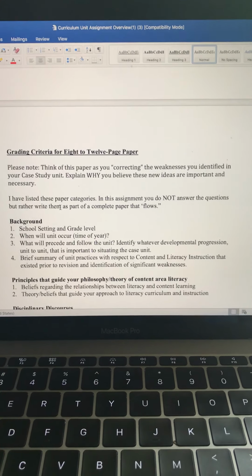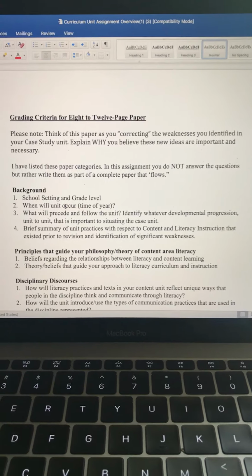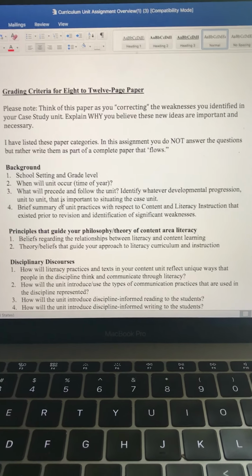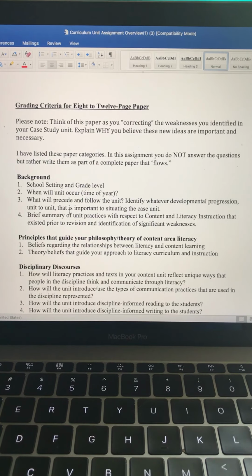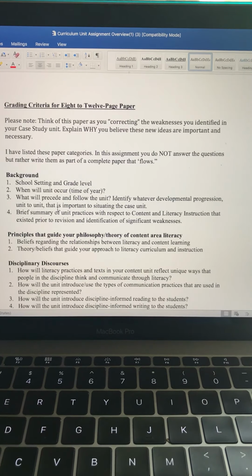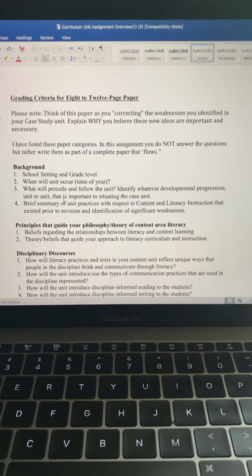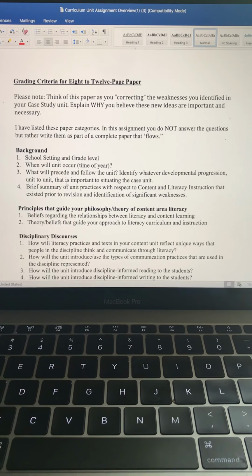but it's not going to be a requirement for this actual assignment for this summer. Okay, so getting into the paper itself, it's going to be an 8 to 12 page paper. Think of this paper as you correcting the weaknesses you identified in your case study unit. Explain why you believe these new ideas are important and necessary.